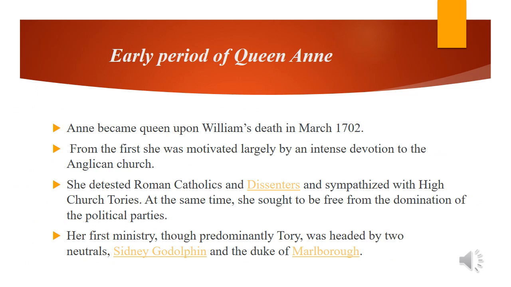Early period of Queen Anne. Anne became queen upon William's death in March 1702. From the first, she was motivated largely by an intense devotion to the Anglican Church. She detested Roman Catholics and dissenters and sympathized with High Church Tories. At the same time, she sought to be free from the domination of the political parties. Her first ministry, though predominantly Tory, was headed by two neutrals, that is, Sidney Godolphin and the Duke of Marlborough.